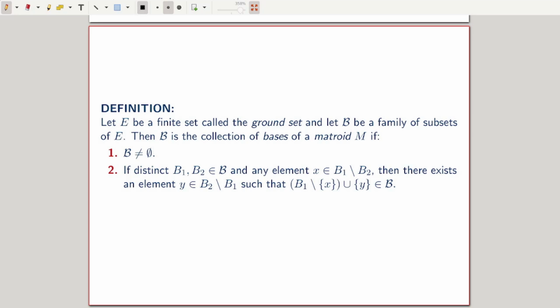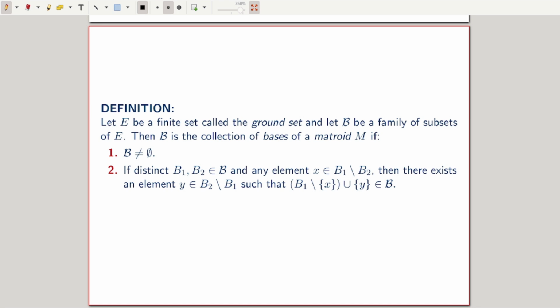2. If B1 and B2 are distinct members of the collection B, and some element X is in B1 minus B2, then there exists an element Y of B2 minus B1 such that the set B1 without X but with Y is a base. The second axiom is called the base exchange property, and it's quite easy to see when it holds. It may be harder to prove that both systems actually describe the same matroids.